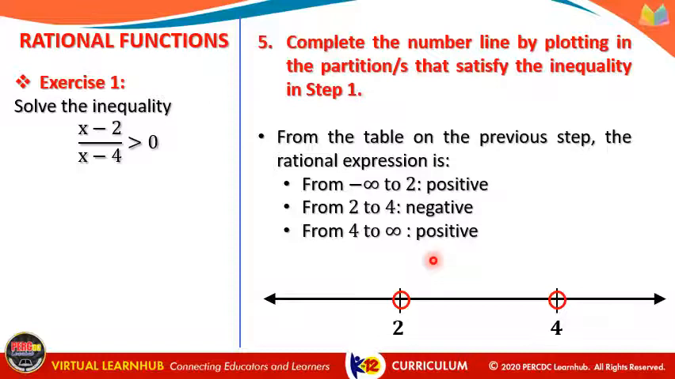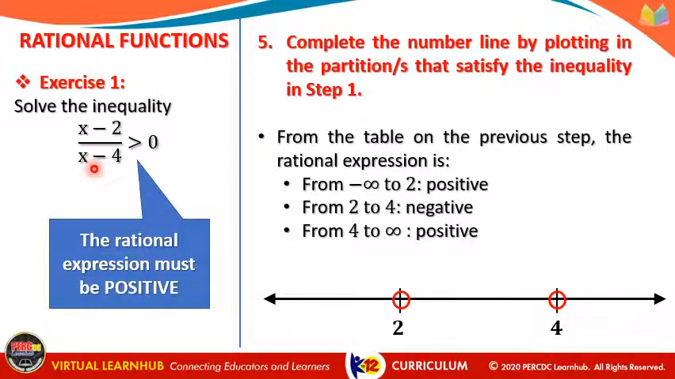Ano ba ang kailangan natin? Balik tayo sa given. Ang kailangan natin is yung x minus 2 over x minus 4 ay maging greater than 0. Ano ang ibig sabihin ng greater than 0? It means positive ang kailangan nating mga values. So, ang tanong ngayon, alin sa mga partitions natin ang nagbigay ng positive?